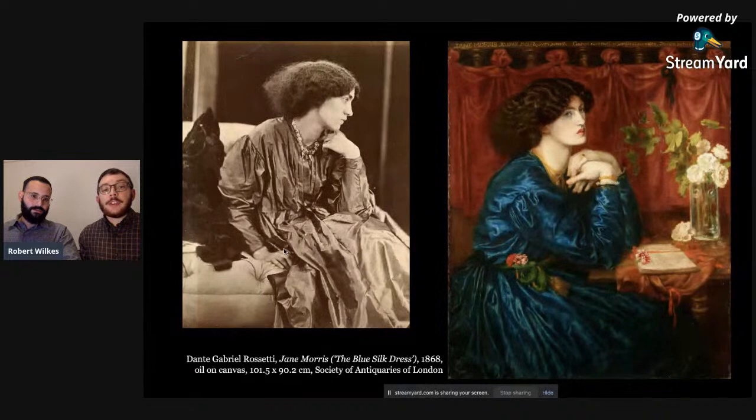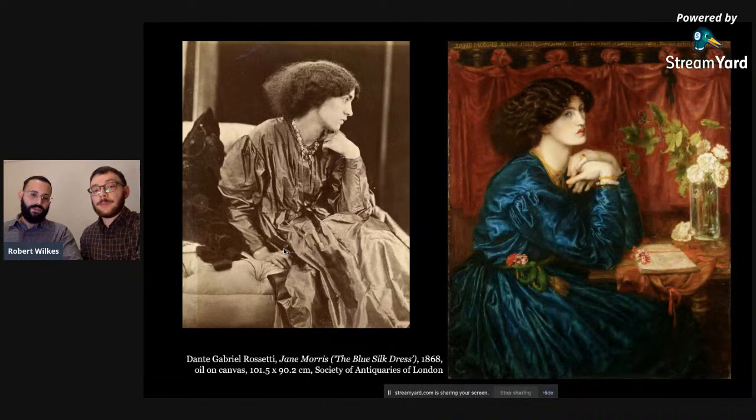And Rossetti in particular was fascinated with Jane Morris, and he created many, many paintings and drawings inspired by her, such as this example from 1868.